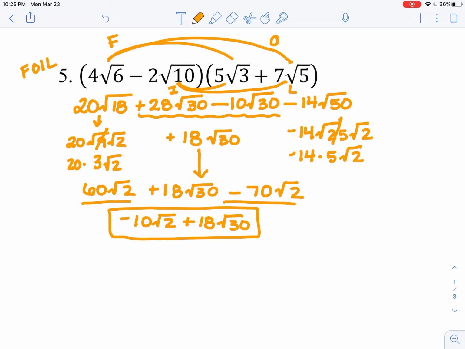I know that because each of my radicals is as simplified as they can get. There are no more perfect squares that divide into the radicand. And I cannot combine these two terms because they are not like terms. They don't have the same radicand.